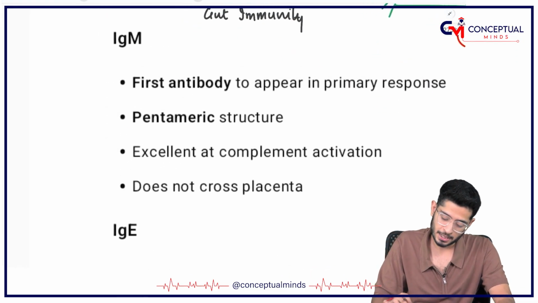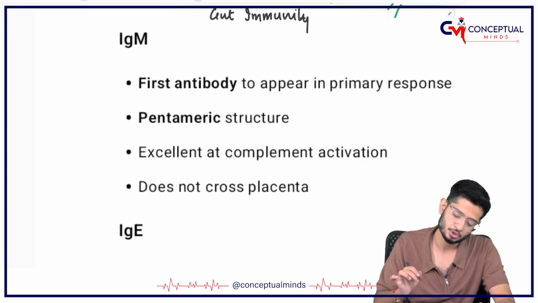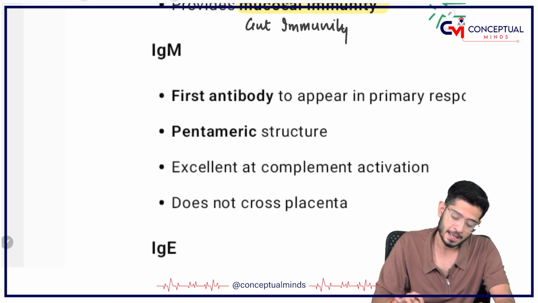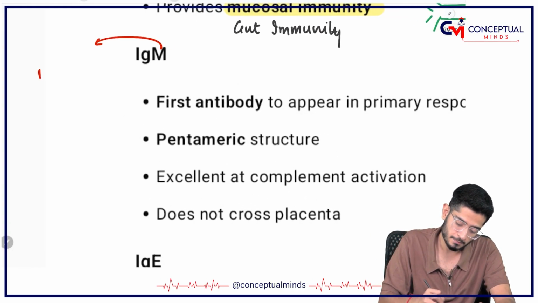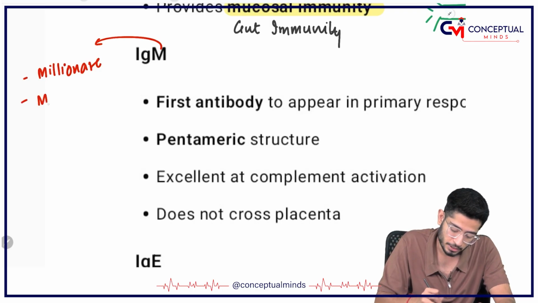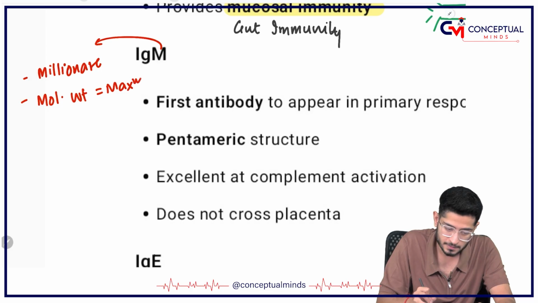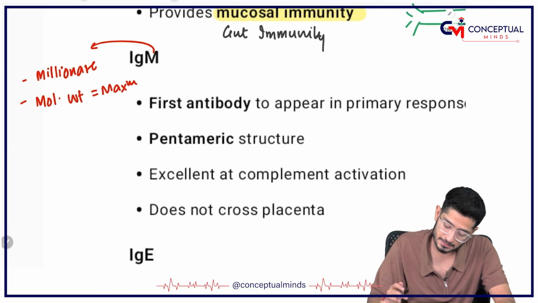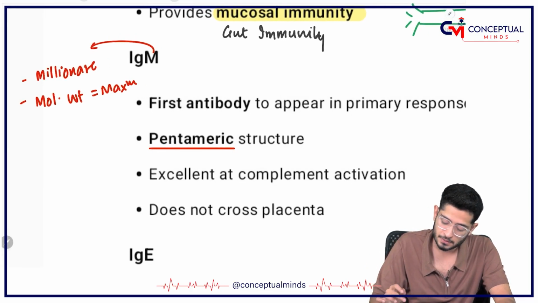Coming on to IgM, the very first important thing which you have to understand is that M means millennial. Millennial means that it is having the highest molecular weight. So the molecular weight is maximum when it comes to IgM, and it is a pentamer.